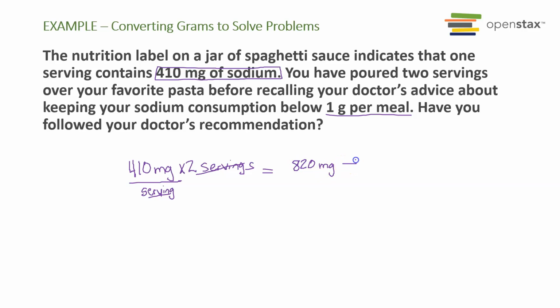To convert that to grams, because milli is the last one, it's -3. That's going to be 3 to the left. 1, 2, 3. So that is 0.820 grams, which is less than 1 gram. As long as nothing else in your meal had any other sodium in it, then you are underneath your doctor's recommendation. But if something else has some more salt in it, then you're looking at potentially going over. So, all right.